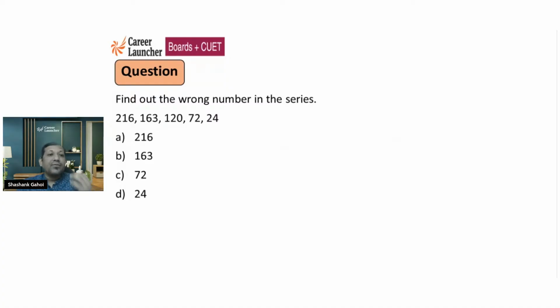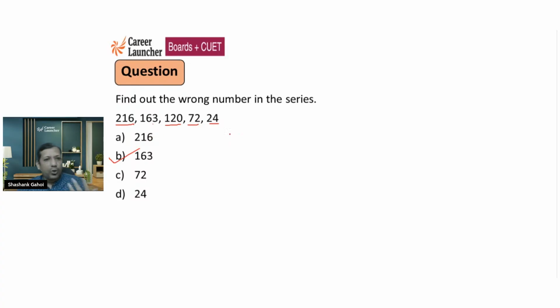What does it say? Find the wrong number in this series. Okay. So if I need to find the wrong number, and I directly look at this, the first thing that I'm going to think is 163. And why so? Because this is even, this is even, this is even, this is even. So this number looks odd one out. So the answer is going to be 163.